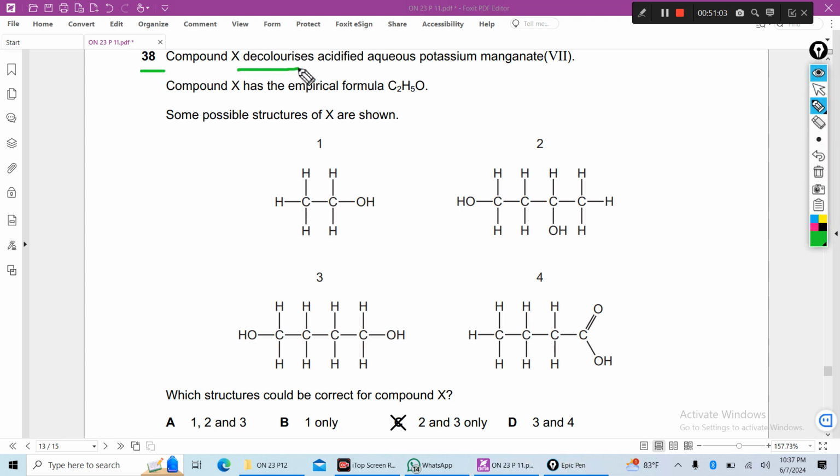Compound X decolorizes acidified aqueous potassium manganate(VII). Compound X has the empirical formula C2H5O. Some possible structures of X are shown. Which structure could be correct for compound X? As it turns acidified potassium permanganate colorless, so 2 could be correct.